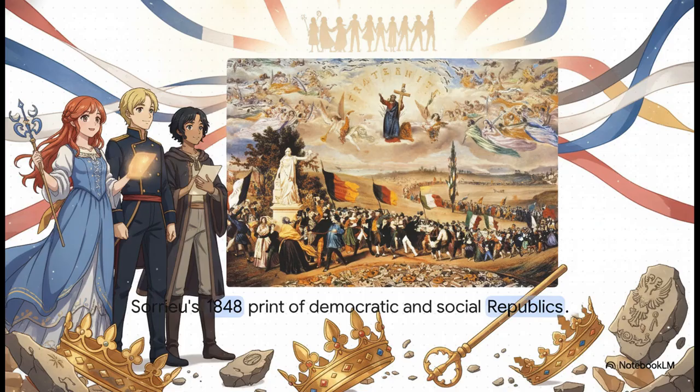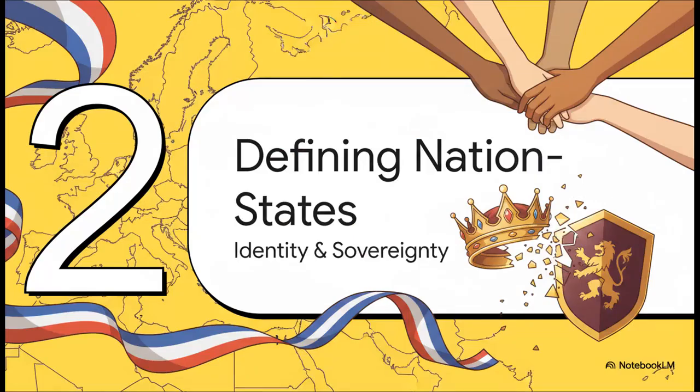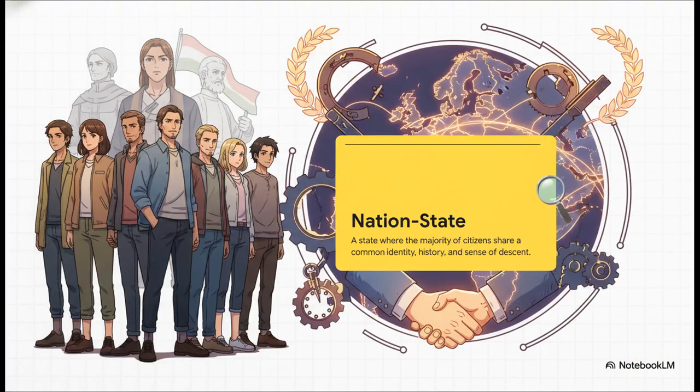I mean, it's a beautiful dream of people freely identifying with their own nations long before that idea became, well, a very messy reality. Moving on to Section 2, defining the nation-state. All right, here's our first core definition, the nation-state. Basically, it's a modern state where the citizens, not just the rulers, develop a shared identity, a shared history, and a sense of common descent.